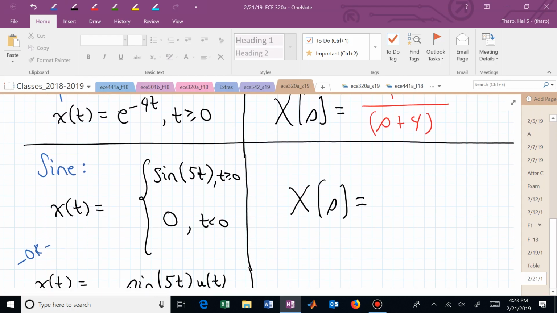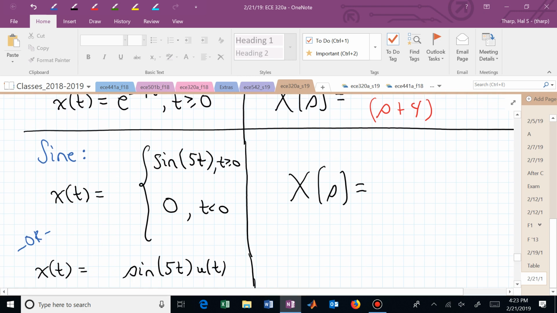Now I am going to switch to blue. What is this? What's the Laplace transform of sine of 5t? What's the denominator? Where are the poles? Or, where are they located in the complex S-plane? The poles of a sinusoid.